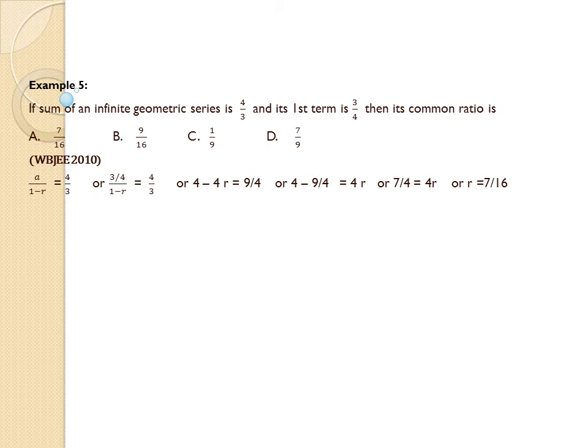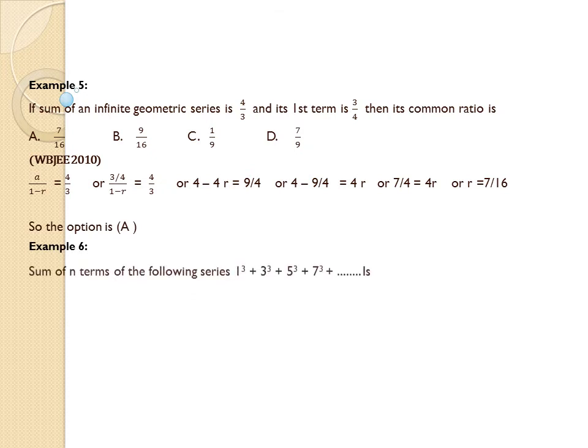So 4 minus 4r equal to 3 into 3 by 4, that is 9 by 4, or 4 minus 9 by 4, that 9 by 4 I will take from the right side to the left hand side, equal to 4r, or 7 by 4 equal to 4r, and r equal to 7 by 16. So r equal to 7 by 16, there is an option, the common ratio is option A. So the option will be A. It is a 1 mark question, so this is a 1 mark answer also, nothing hard in it.